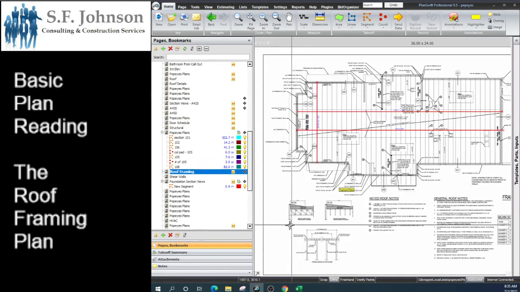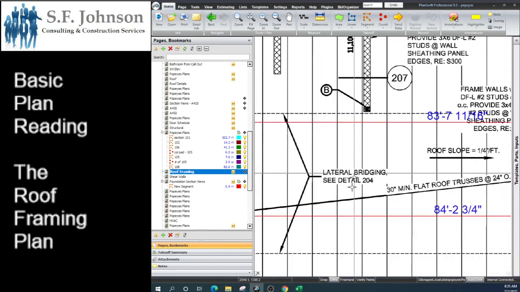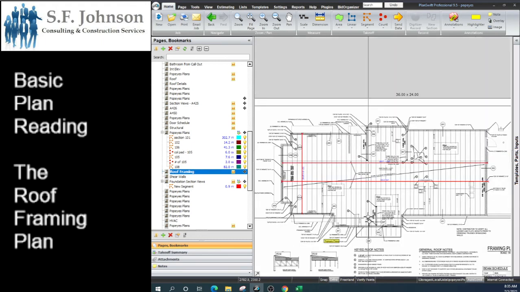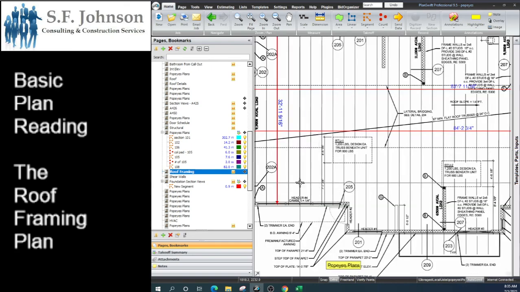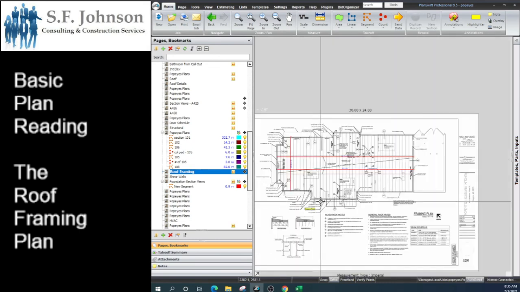Okay, so that is structural framing for a single story building. We have our roof trusses, you have your posts and columns, and then here you have lateral bridging. It points it out right there: lateral bridging, see detail 2 in 204. But we won't do that now because when you take the class, we would have done that already. So this is a quick overview of what structural framing looks like for a single story building: roof trusses, post columns, headers, and how they're connected.